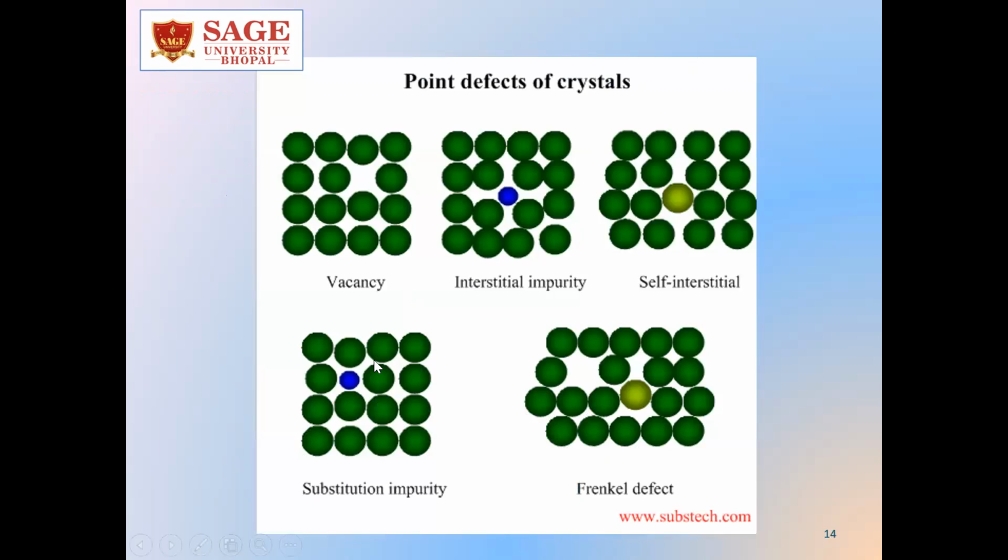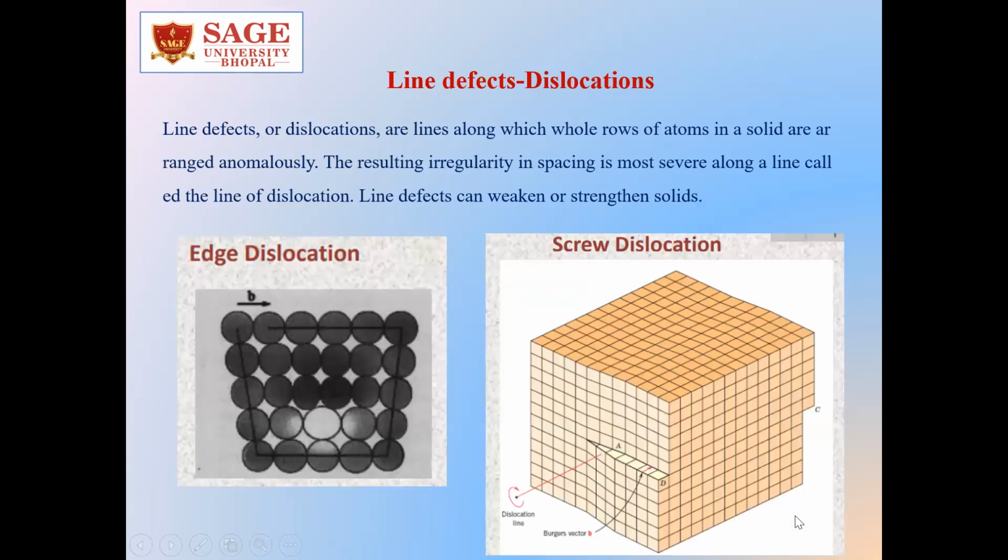So these are the point defects in summary. These are vacancy, this is interstitial impurity, this is self-interstitial, this is substitutional impurity, and this one is Frenkel defect. Okay, so those are the point defects.